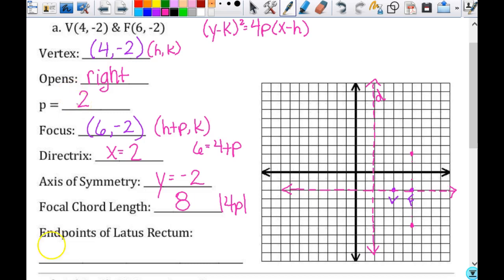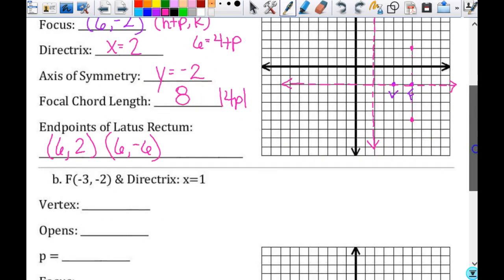So this would be 6, comma, and then what? I'm gonna add 4 and subtract 4. So let's start with adding 4. What's negative 2 plus 4? 2. And then it's also 6. Negative 2 minus 4 is negative 6. And I can get those points from my graph or from understanding how they work with each other. You with me on that?